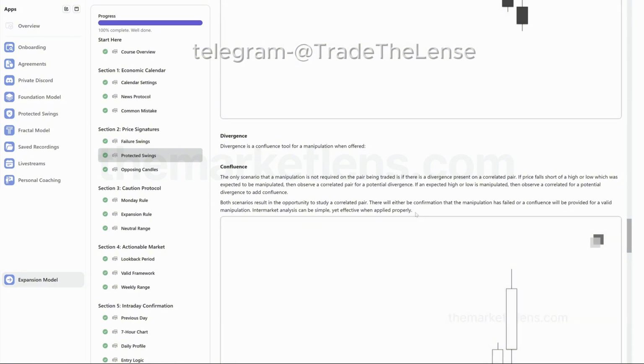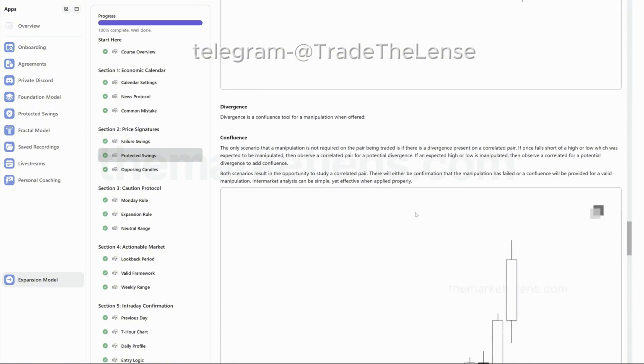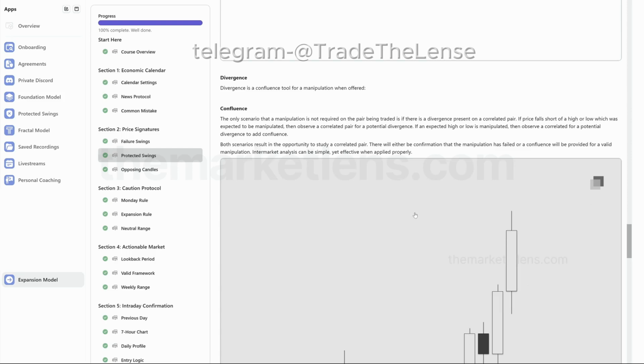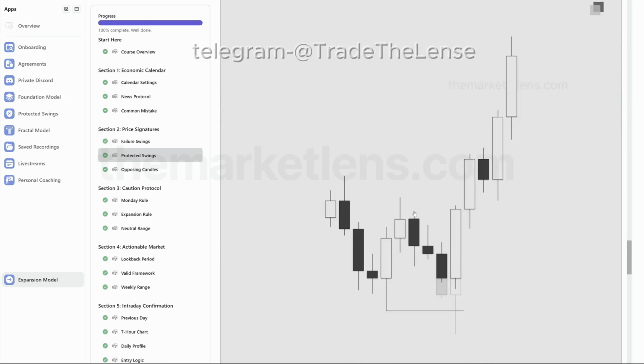Divergence, this is pretty much the same concept that I explained before, where it is paired with the understanding of what a manipulation is. So for example, one pair, ES, runs out a low. You look at that same area on NQ and it makes a higher low. Lower low to this, higher low to this.